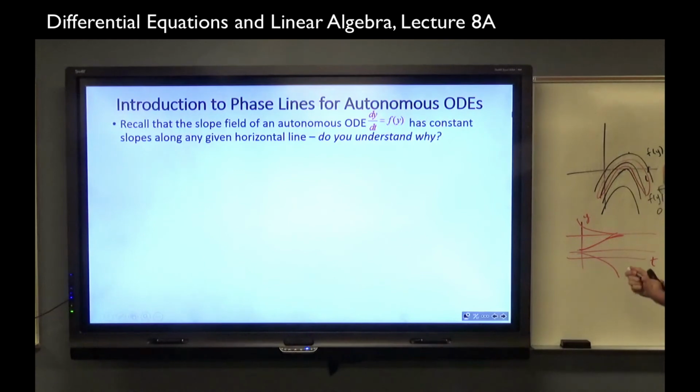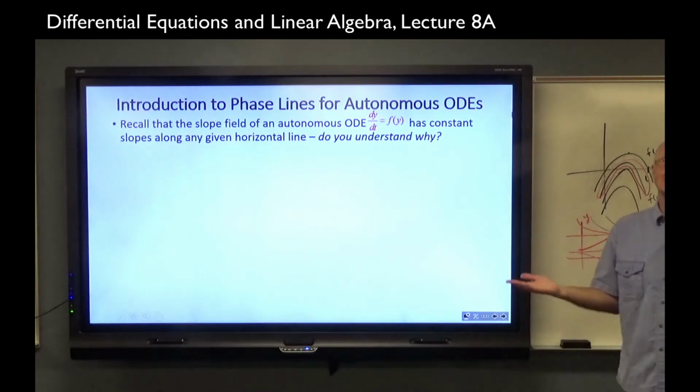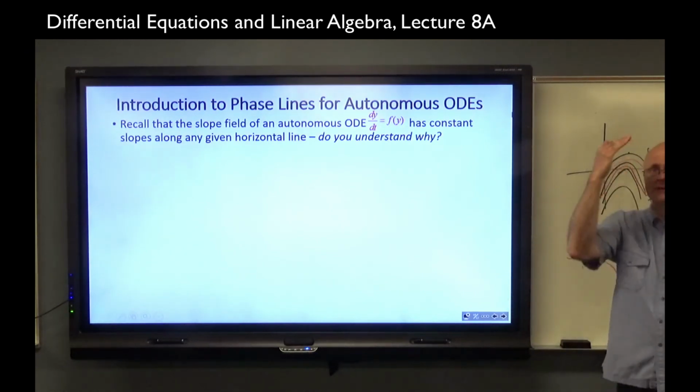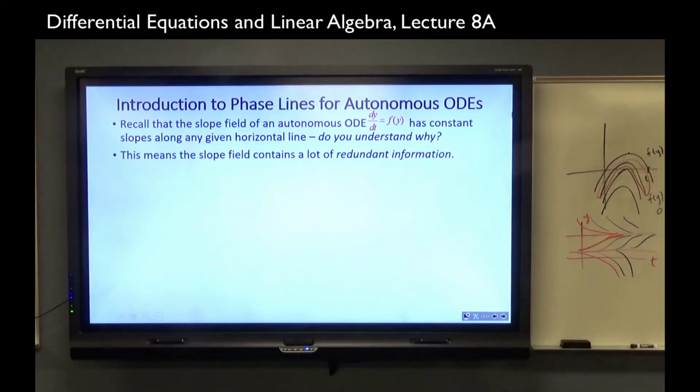And that ends up meaning, as another practical implication, that many solutions are horizontal translations of each other. Solutions between these equilibrium solutions are horizontal translations of each other. Other solutions are horizontal translations of each other. It's another thing it implies. But yes, autonomous equations have solutions which can't oscillate. They have to be constant, or always increasing, or always decreasing. But because of that, the slope field really contains a lot of redundant information.